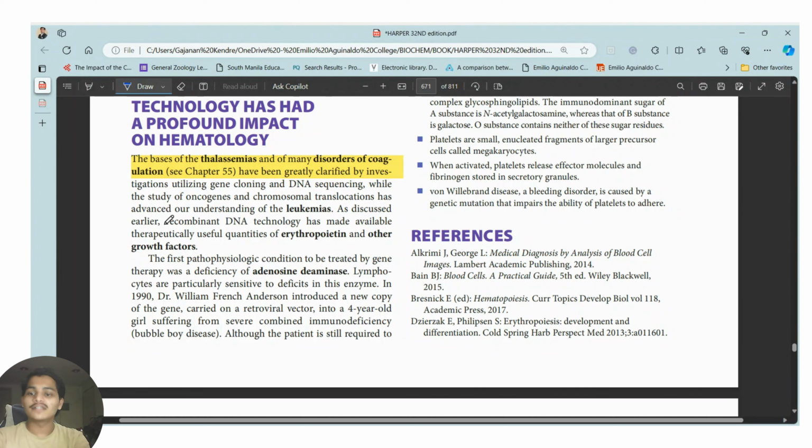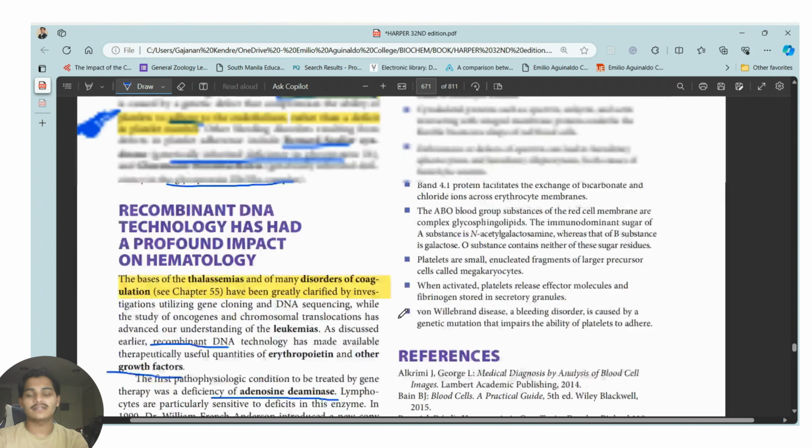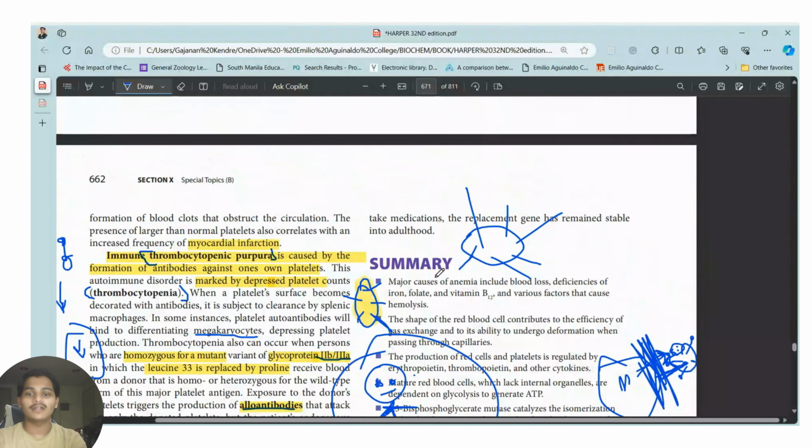This recombinant DNA technology is very successful in growth factor synthesis also. And the first pathophysiological condition treated by gene therapy was the deficiency of adenosine deaminase. This technique was developed by Dr. William French Anderson in 1990. It introduced a new copy of the gene carried on a retrovirus into a 4-year-old. So this is just general information.